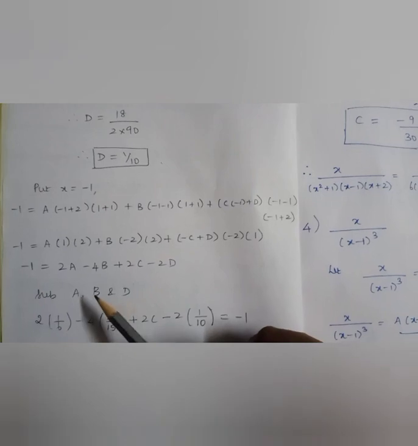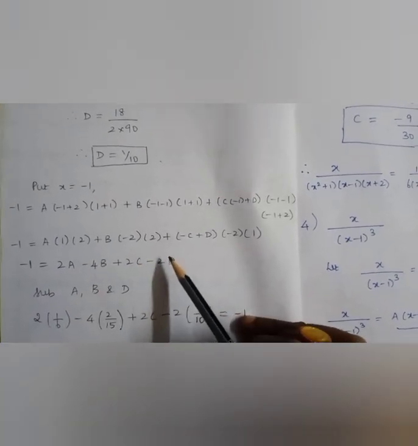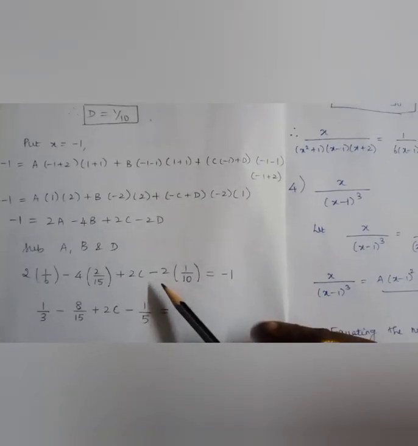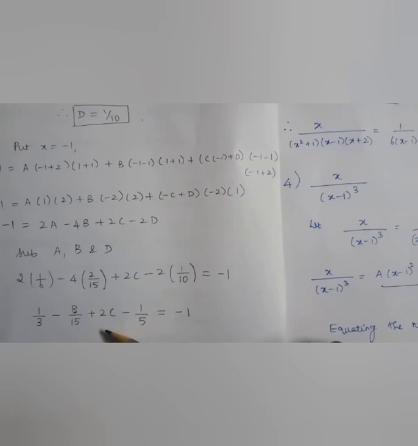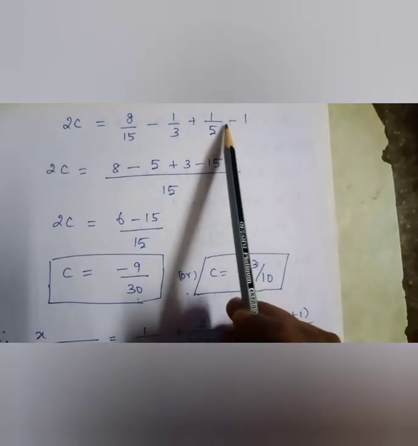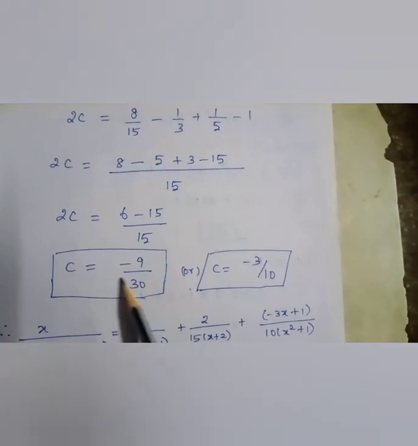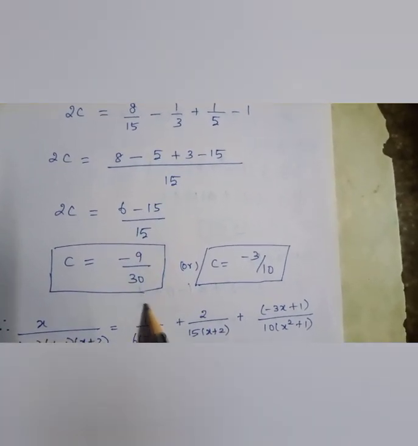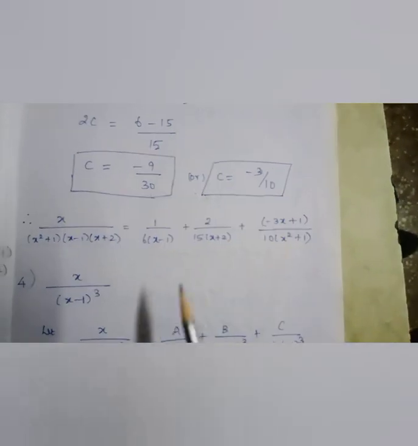So I get an equation like −1 equal to 2a − 4b + 2c − 2d. Here I will substitute whatever values I have already got, that is a, b and d. So I get −1 by 3 − 8 by 15 + 2c − 1 by 5 equal to −1. So 2c is equal to this expression, which is (6 − 15) by 15, so c is equal to −9 by 30, or c is equal to −3 by 10. Now we will substitute all the values together.